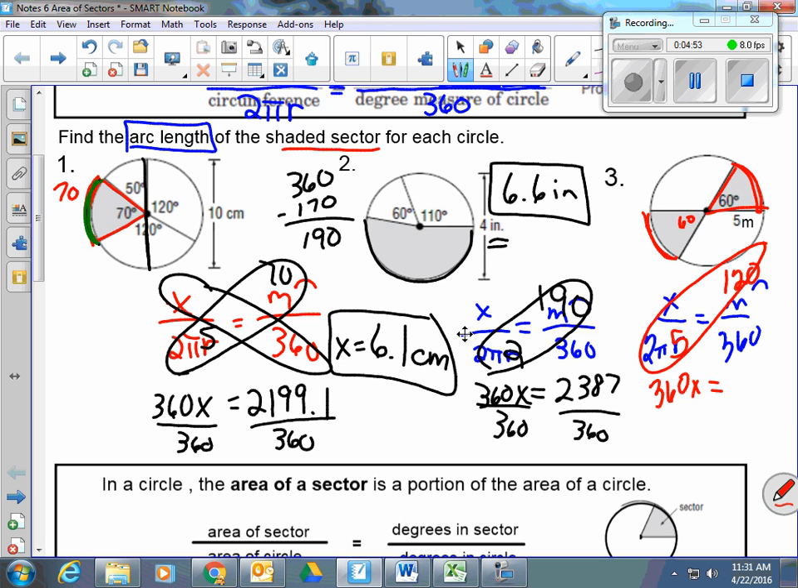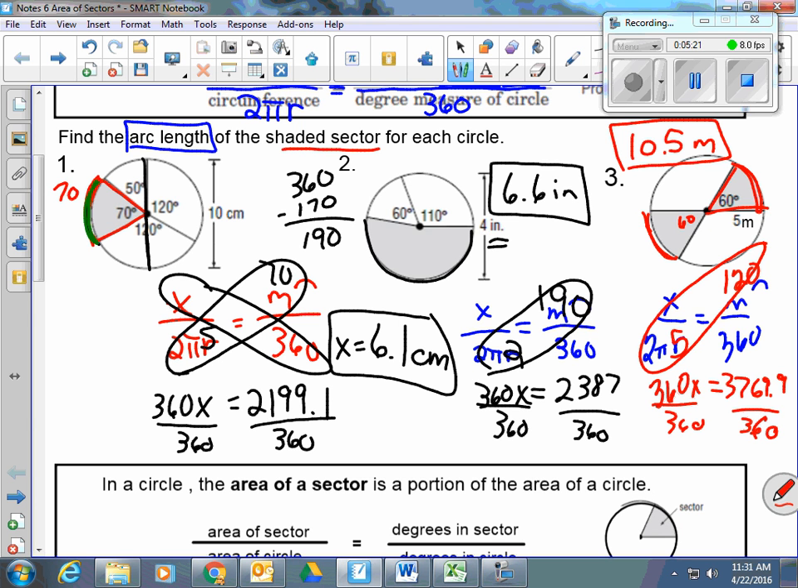376.9, very good. And then we're going to divide by 360. And you get what? 10.5 what? Meters, very good. Are we okay so far? Okay, so that's all old stuff, really, right? We've done this before and we've worked through it.